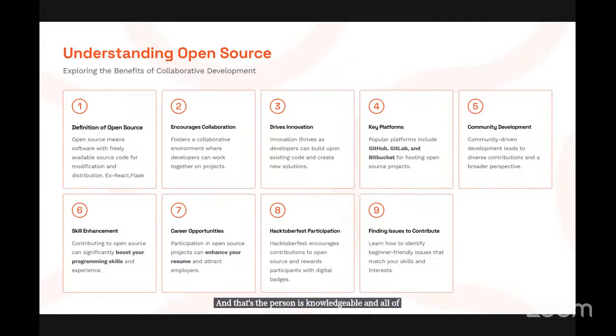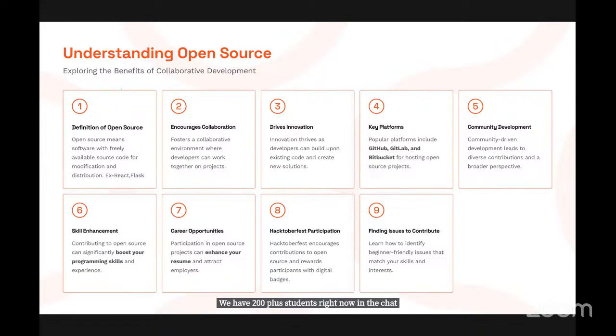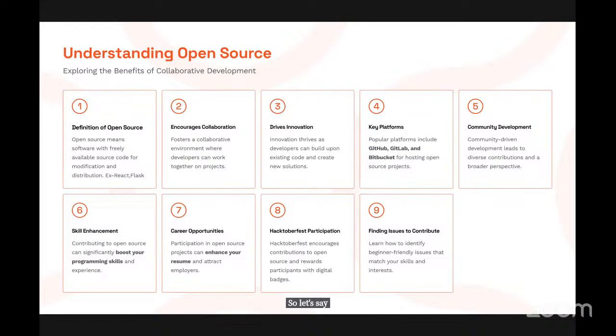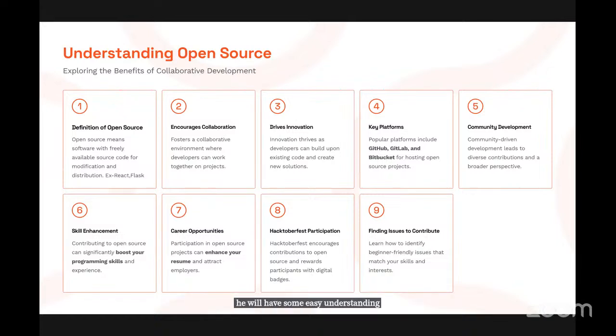So, finding issues to contribute. Learn how to identify beginner friendly issues that match your skills and interests, because we have 200 plus students right now in the chat. Everybody's capabilities, interest area, and skill set would be different. So let's say if somebody is interested in Python, he will go on GitHub and look for projects with the tag of Hacktoberfest that are written in Python. Because if he doesn't know Java, how will he contribute to that project? If it's written in Python, he will have an easier understanding of the project.